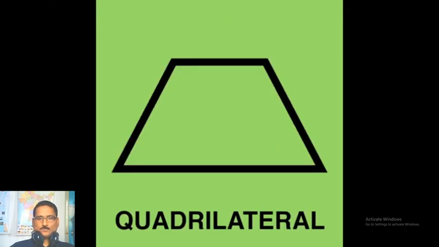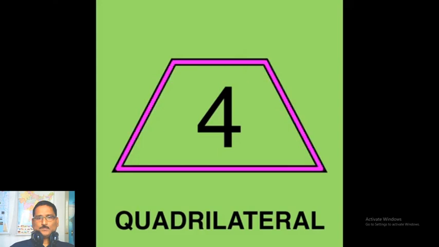A quadrilateral is a polygon with 4 angles, 4 sides.